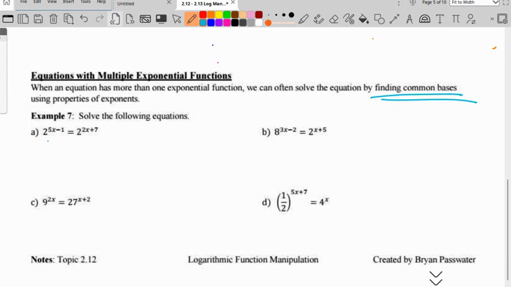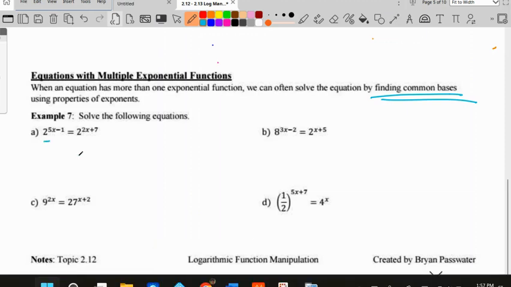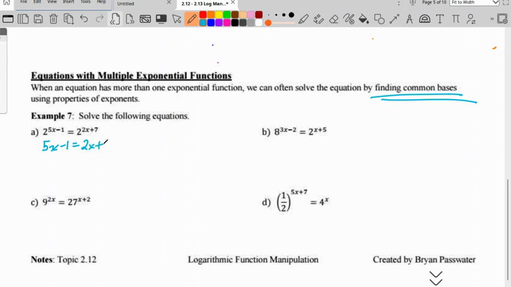This is not a mathematical operation that we're using to rewrite this, it's logic. If 2 to the 5x minus 1 equals 2 to the 2x plus 7, then what must be true? Logically, the exponents must be equal. 5x minus 1 must equal 2x plus 7. So we use logic to set the exponents equal to each other, and then we do a quick solve. That gives me 3x equals 8, so x equals 8 over 3. Because it's an exponential, I don't have to check it, because there are no restrictions that I'm worried about.